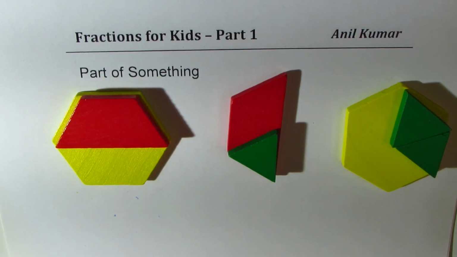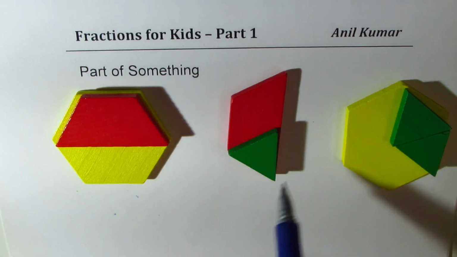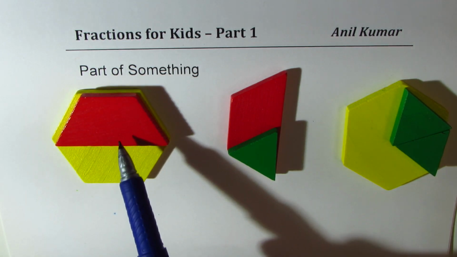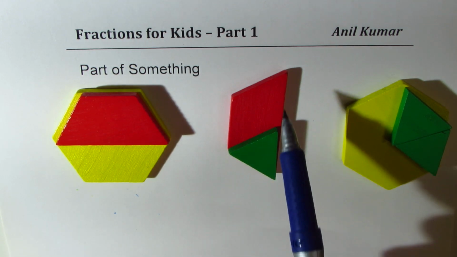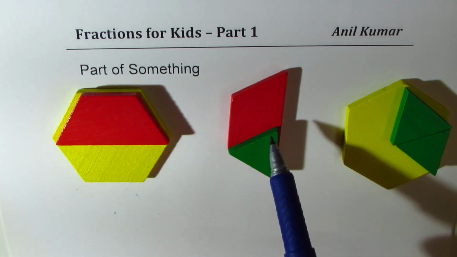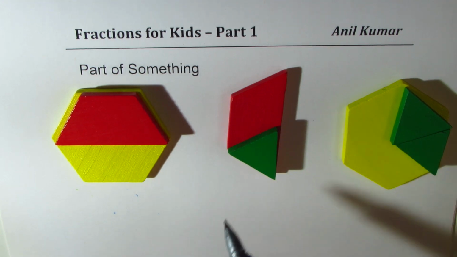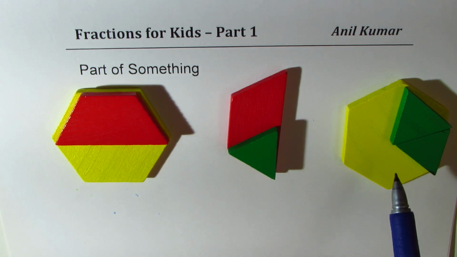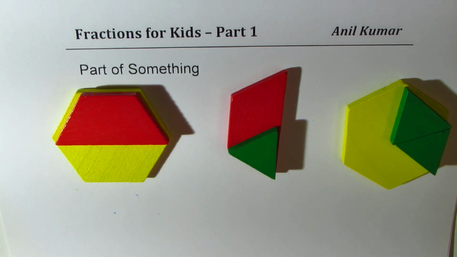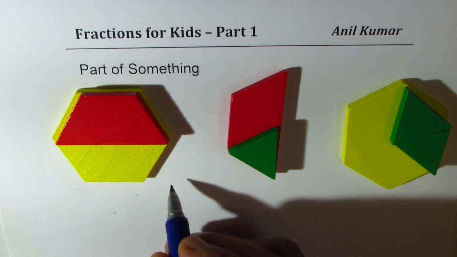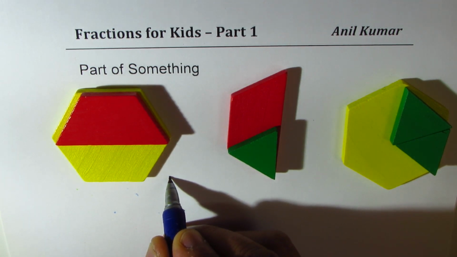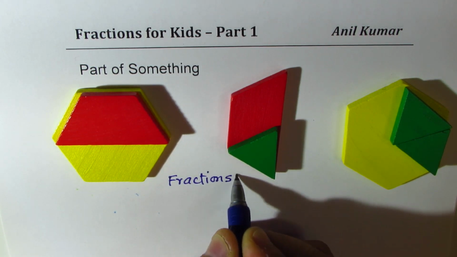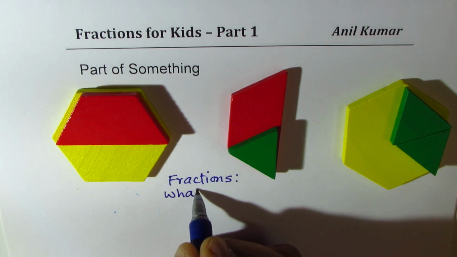Now, here is a question for you. Part of something is missing, right? We have a hexagon which is divided into 2 equal parts. One is missing. We have a trapezoid which could be divided into 3 triangles, but 2 of them are missing. Here we have a hexagon which could be divided into 6 equal parts. We have only 2 left. Now the question is, you have to write in fractions what part is missing.